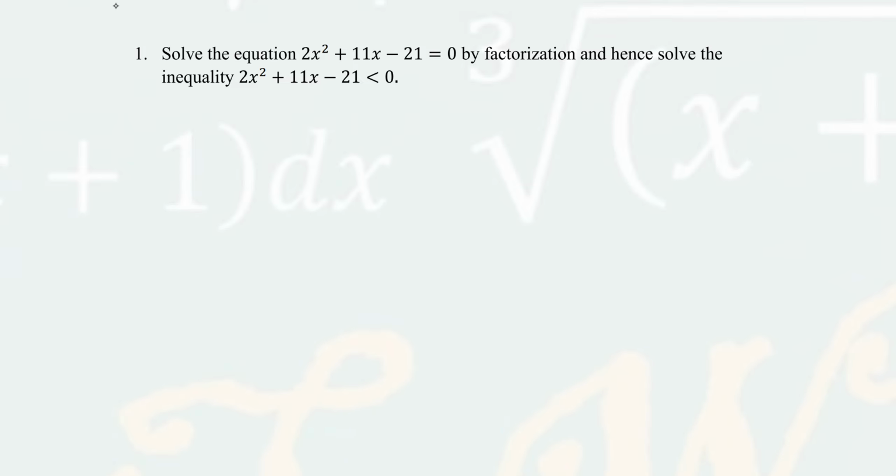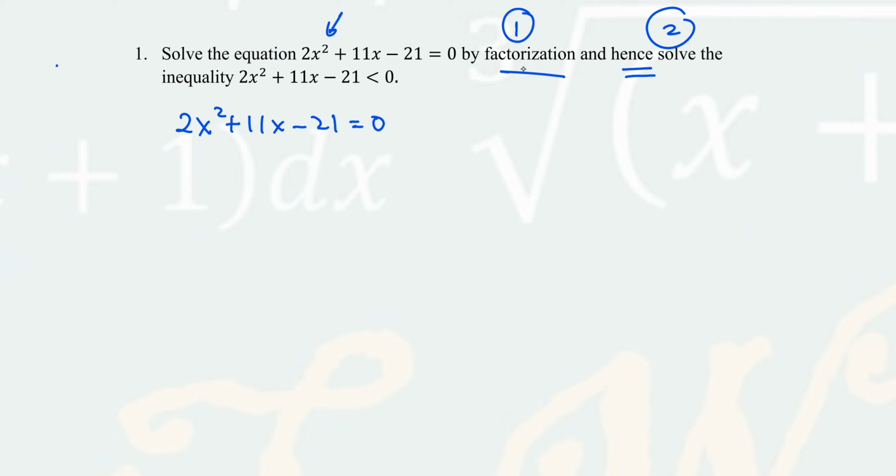So now for question number 1. Solve the quadratic equation by factorization and hence solve the inequality. So firstly you have to solve by factorization, and hence means use the previous answer, then solve the inequality. Now first of all, 2x squared plus 11x minus 21 equals 0. So by factorization means that I will be using this method.